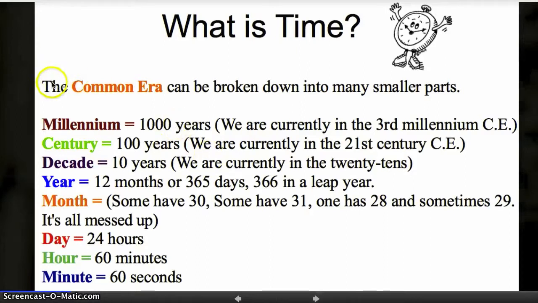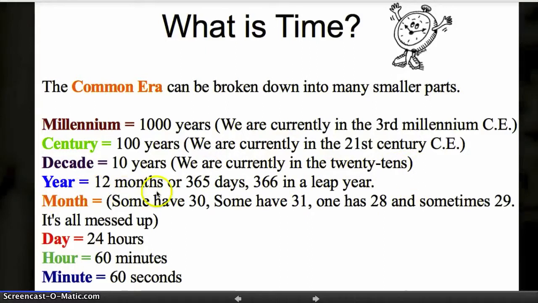We call the time period that we're in the Common Era, and it can be broken down into many smaller parts. A millennium is 1,000 years. We're currently in the third millennium CE. A century is 100 years, and we are currently in the 21st century CE. A decade is 10 years, and we are currently in the 2010s.